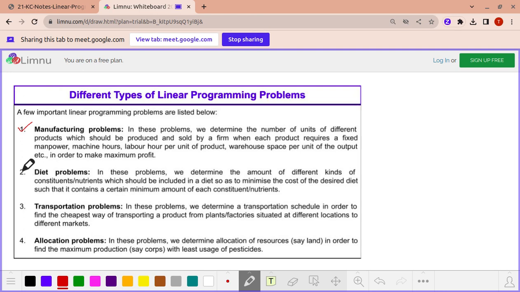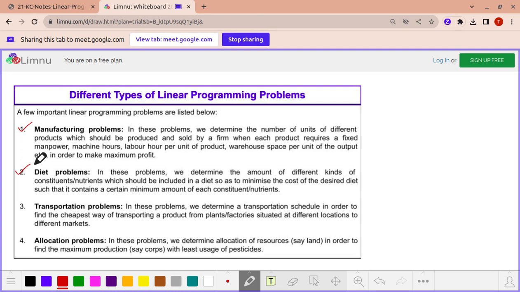Next one is the diet problem. What is that? In these problems we determine the amount of different kinds of constituents or nutrients which should be included in a diet so as to minimize the cost of the desired diet, such that it contains a certain minimum amount of these nutrients or constituents. We will see one problem.